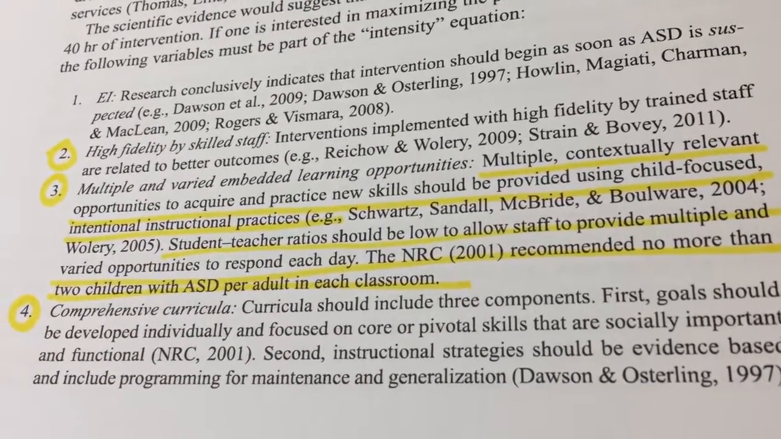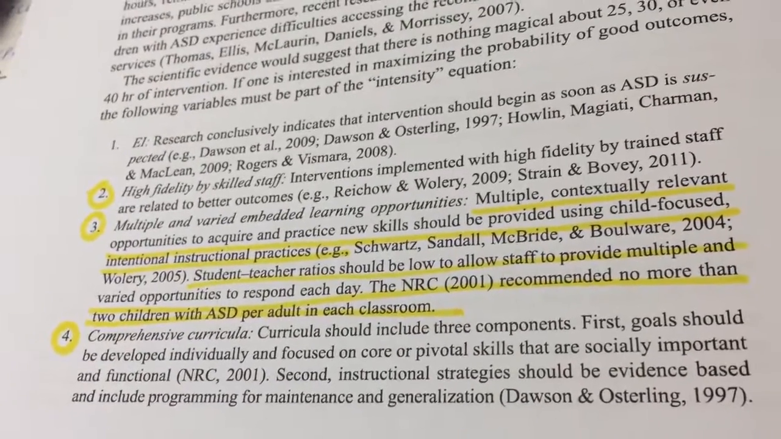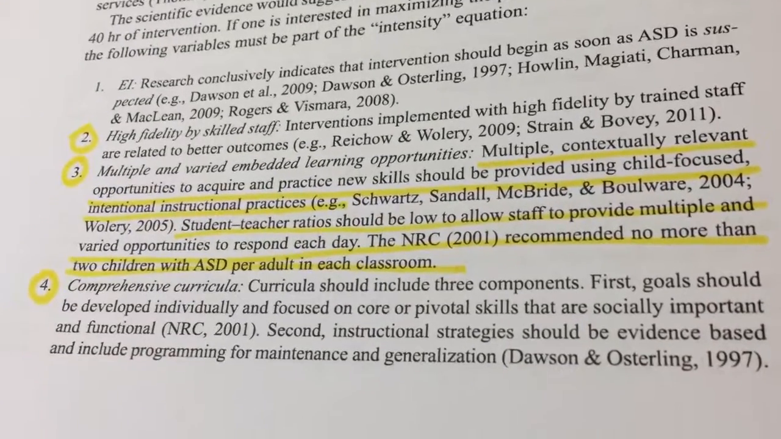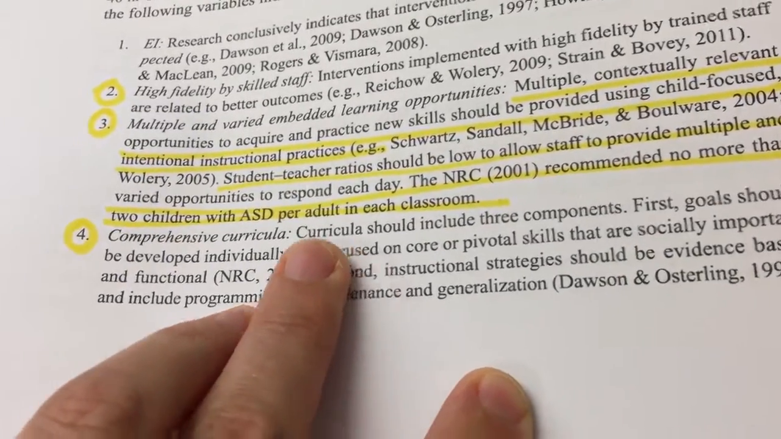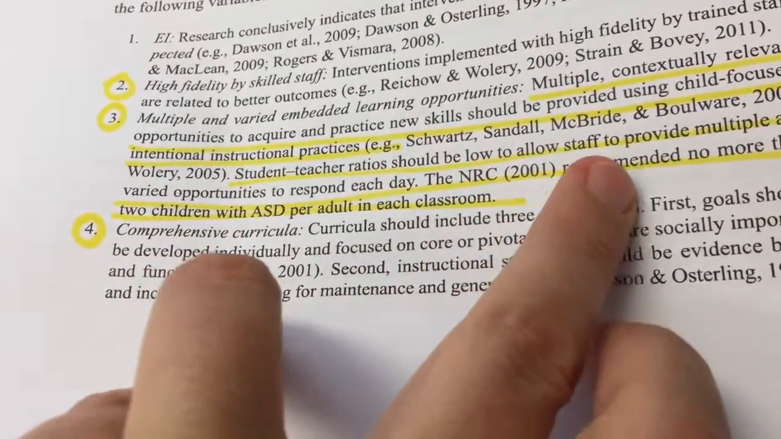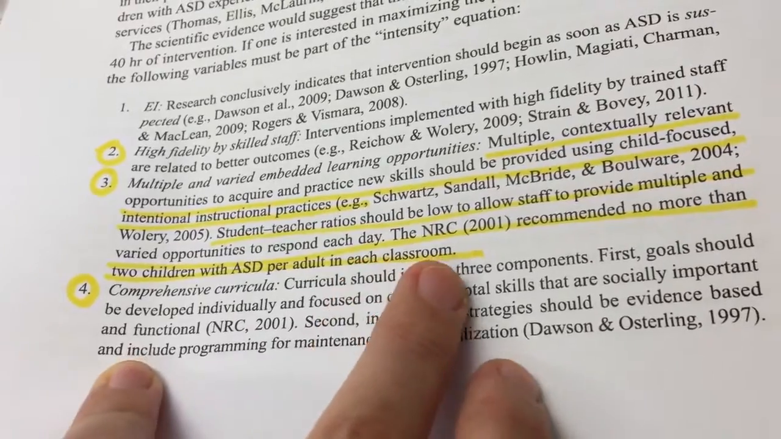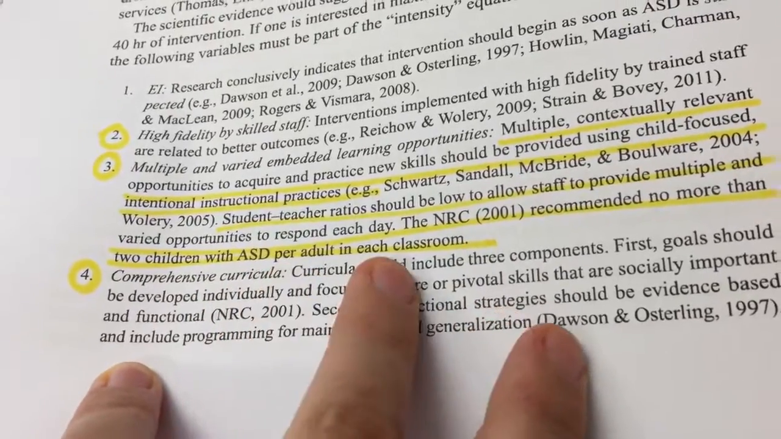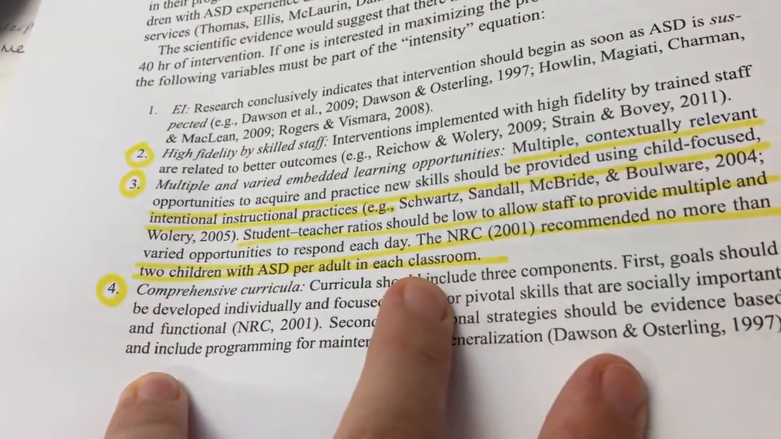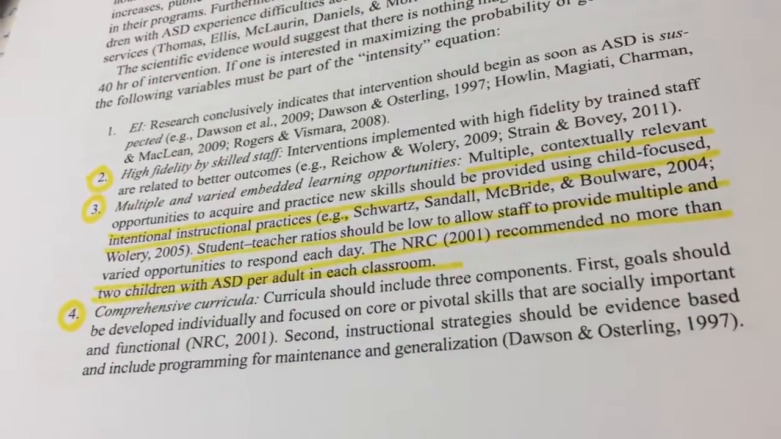You can't just model it. They also have to have the opportunity to do it themselves, first with help and then independently, okay? So you need child-focused, intentional instructional practices. And then one thing I did want to point out here, it says, student-teacher ratio should be low to allow staff to provide multiple and varied opportunities to respond each day. Now this is for children with ASD. The National Research Council recommended no more than 2 children with ASD per adult in each classroom. So you might argue as a classroom teacher then, inclusion is fine, and more than 2 children, I should have additional staff support. Okay, does that make sense?